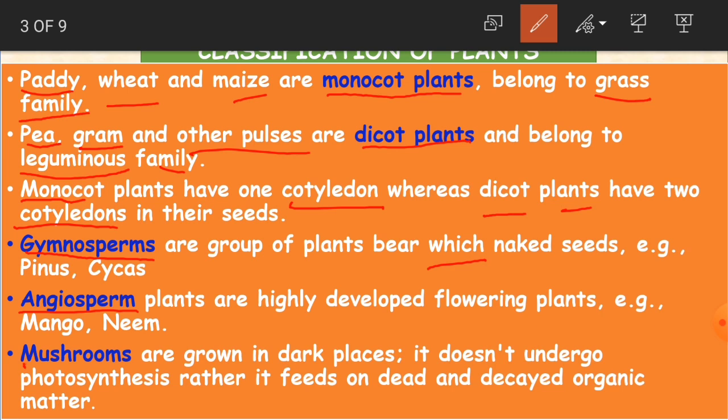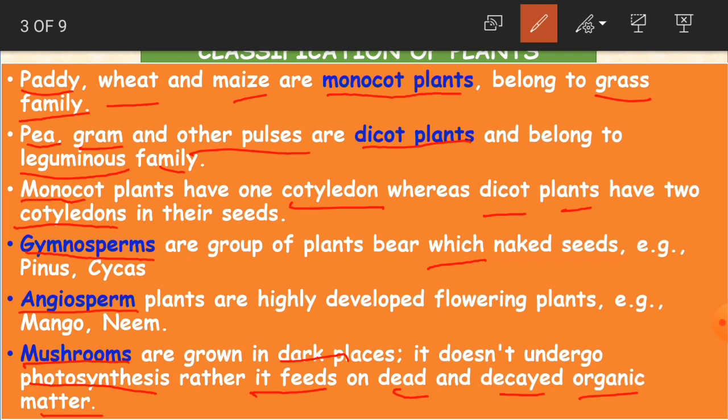Mushrooms are grown in dark places. The other variety of plants are mushrooms. Okay, they are grown in dark places. It does not undergo photosynthesis, rather it feeds on dead and decayed organic matter. So mushrooms are non-green plants.